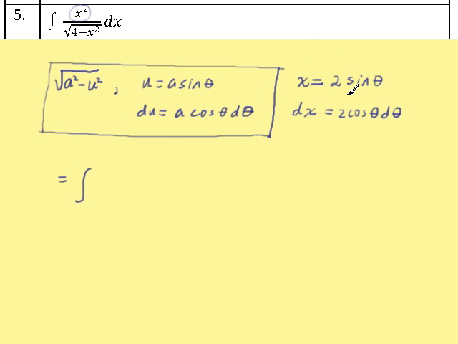So we're going to square this, and we get 4 sine squared theta. I'll put that up here. And underneath the square root, we have 4 minus x squared. Again, x squared we just did. That's 4 sine squared theta. Now, for dx, we're putting 2 cosine theta d theta.